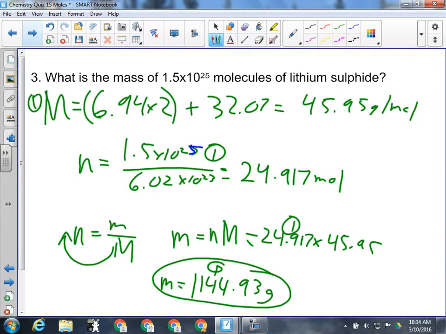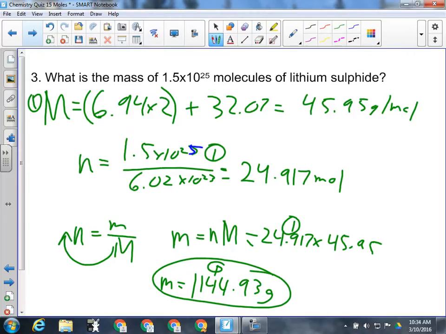This one involves Avogadro's number. How do we know that? It's got molecules in it. This time they gave us the number of molecules. We can use the number of molecules along with Avogadro's number to solve for the number of moles. The number we have divided by Avogadro's number gives us the number of moles.